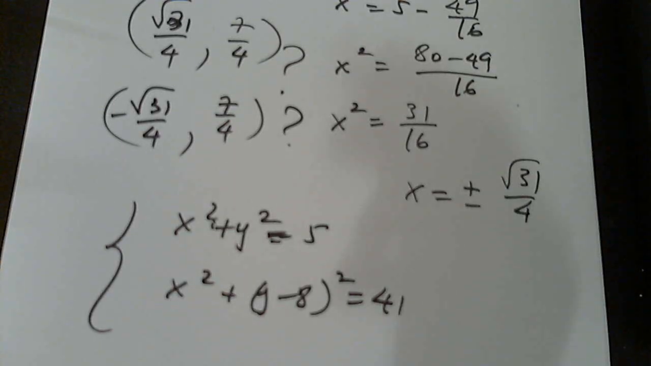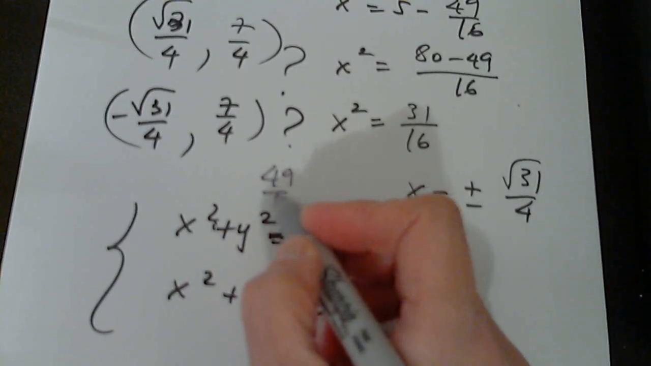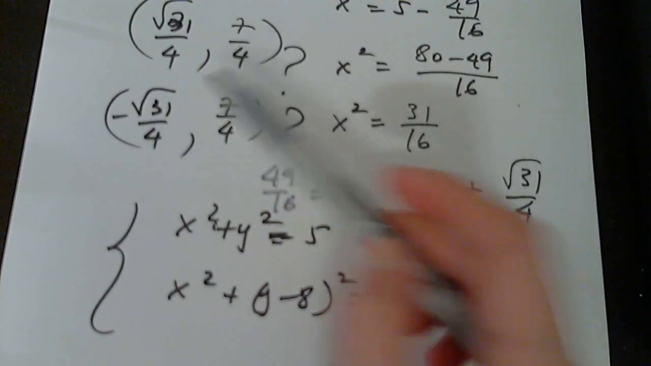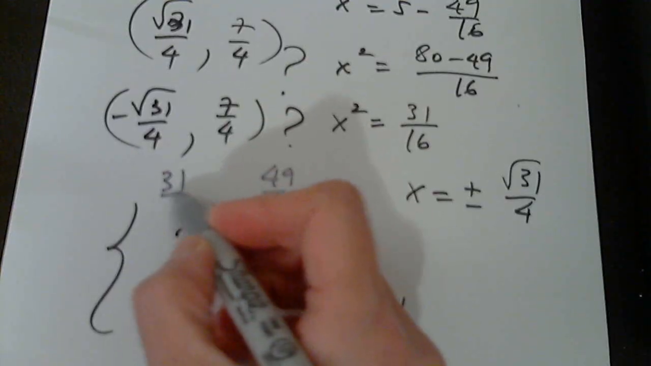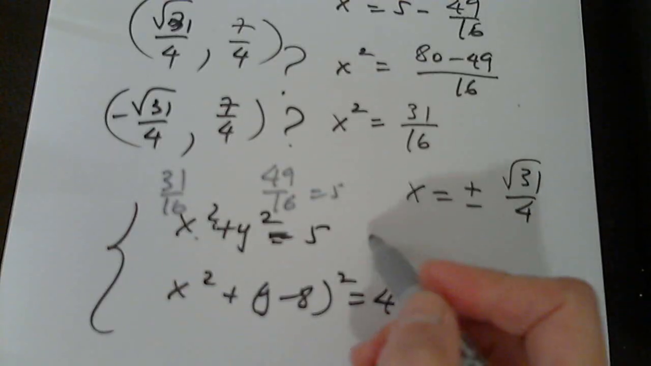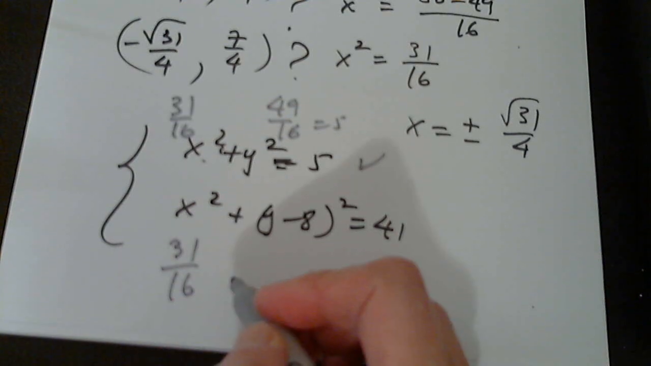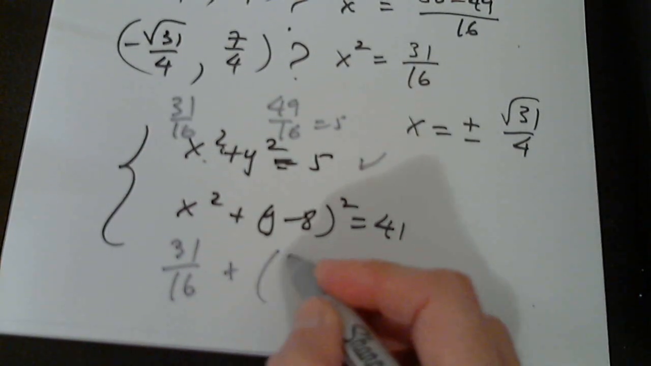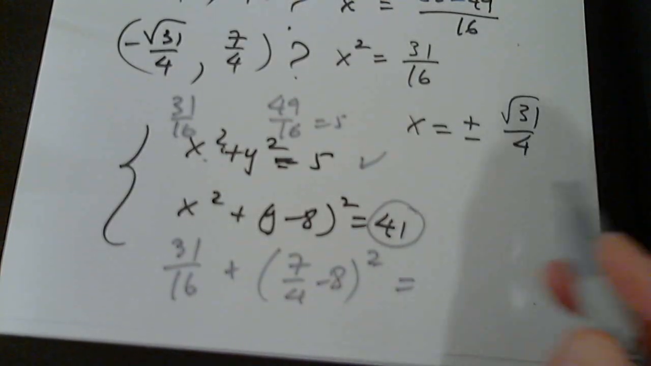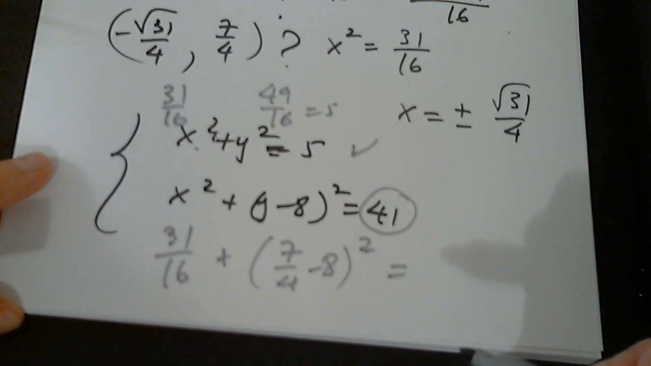So let's check. So this is 7/4 squared, which is 49 over 16. And no matter what I square, the answer will be the same, 31 over 16. So 80 divided by 16 is 5. So far, so good. This one is still 31 over 16 plus, but this one is 7/4 minus 8, everything squared. See if we get 41. If we get 41, we're fine. If we don't get 41, we have to go back from scratch.